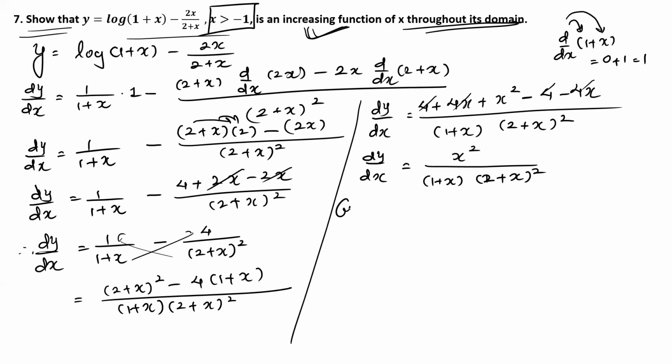So here it is given x is greater than minus 1. That means, what about x square? x square is always positive. That means we are going to take x belongs to minus 1 to positive infinity. Now we are going to prove that it is an increasing function. Increasing means your dy by dx is greater than 0. That I have to show.